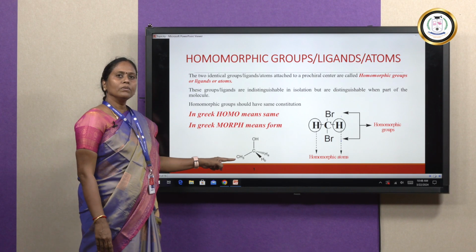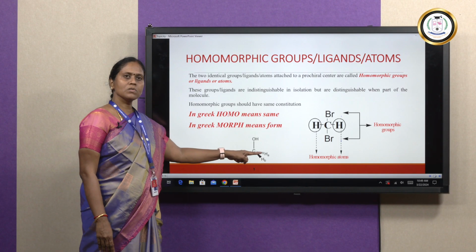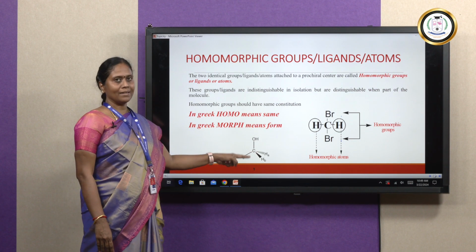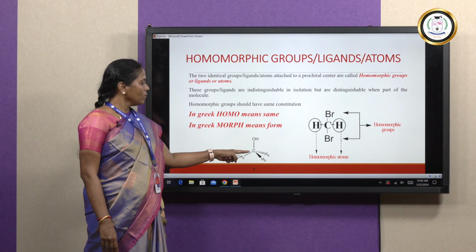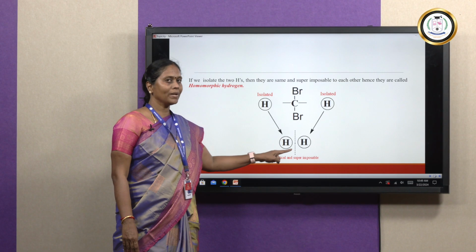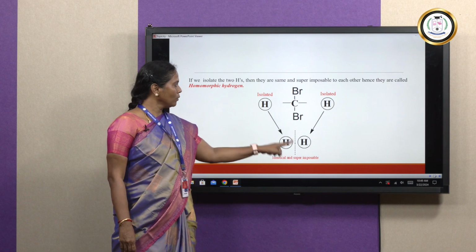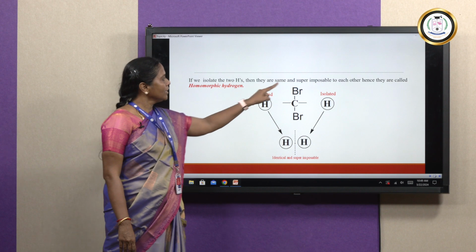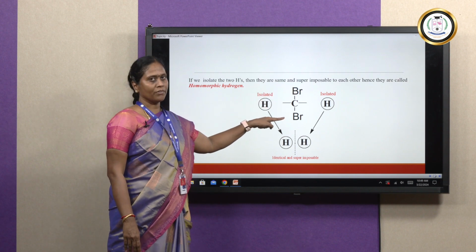And in this compound, we have two hydrogen atoms which are represented as HA and HB, but they are identical. So this compound has a prochiral center. As I told you, when we isolate the two hydrogens, these two hydrogens are identical and are superimposable. Therefore, they are called homomorphic hydrogens. Similar to that, the two bromine atoms are also homomorphic in nature.